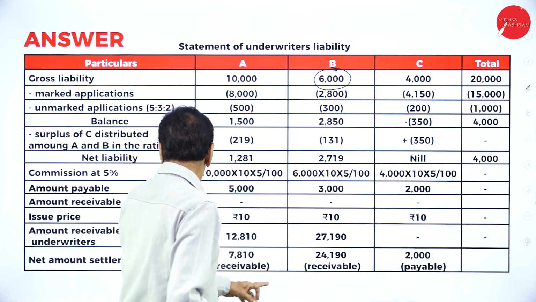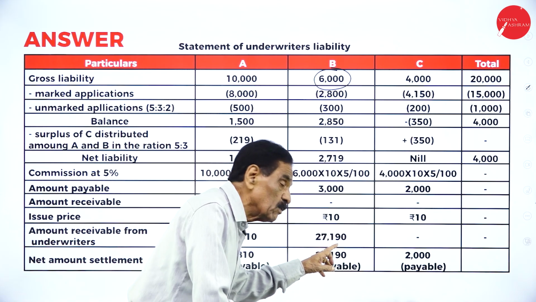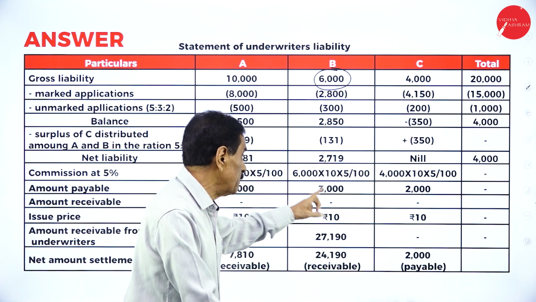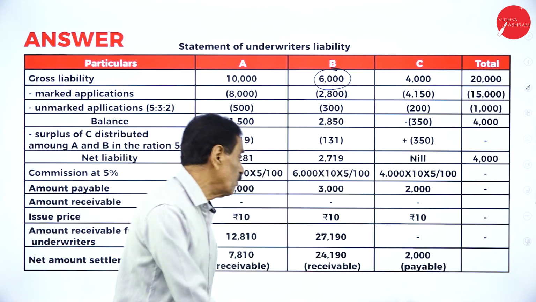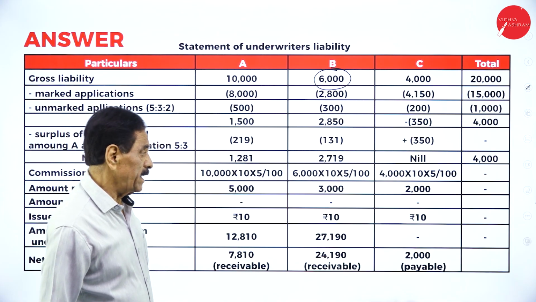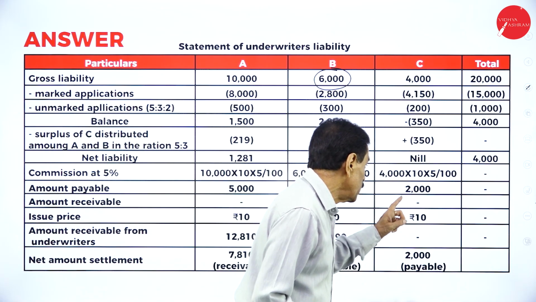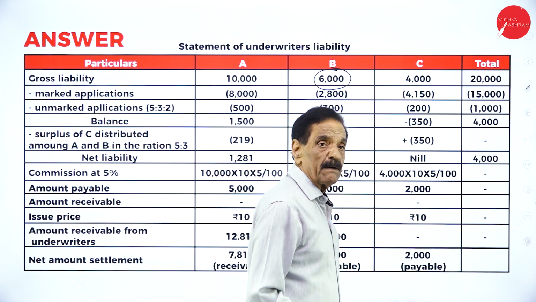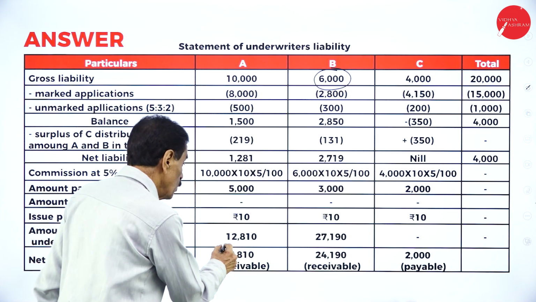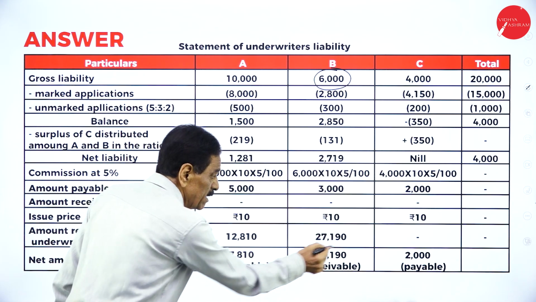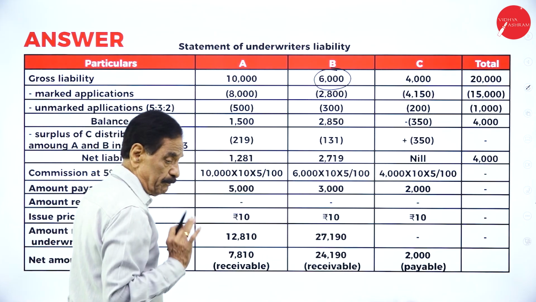7,810. Here, how much receivable? 27,190. How much payable? 3,000. How much left over? 24,190. Regarding this 2,000, there is no receivable. How much payable is 2,000? These two parties we have to receive from, and this is the party which we have to pay.